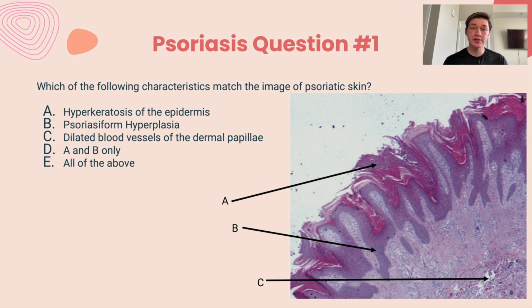So the answer here is D. There is hyperkeratosis of the epidermis, right where A is pointing to. You see those increased layers and flakiness. And B is also correct. You can see in the epidermal pegs there, where they're projecting very deep down into the dermis, deeper than usual. So that one's correct. And C does not show a dilated blood vessel in the dermal papillae. In fact, it's not in the dermal papillae at all.